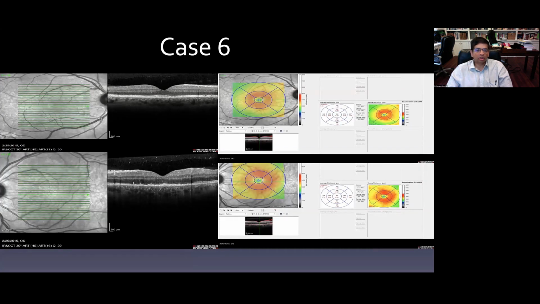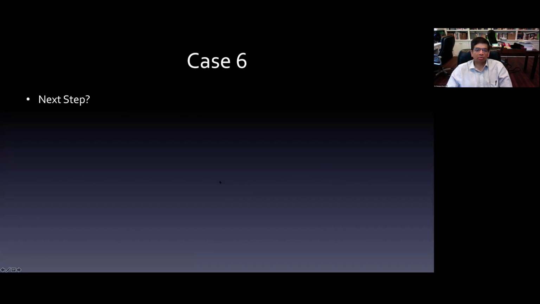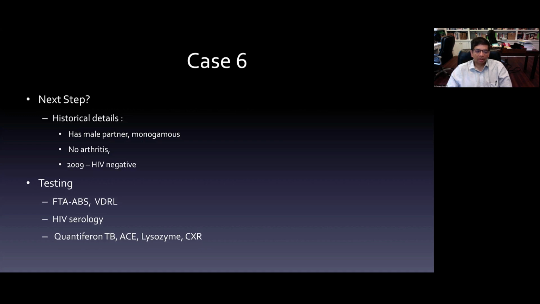And this is the OCT. You can see the OCT in the left eye in particular shows diffuse disruption of the inner segment, outer segment, or ellipsoid zone throughout. Very characteristic feature of what disease? Well, you know, historical details, monogamous, was HIV negative, was tested for HIV because he has a male partner. And we did testing of all of these things, looking for sarcoid, syphilis, TB, and HIV, because I was suspicious that this could be syphilis.